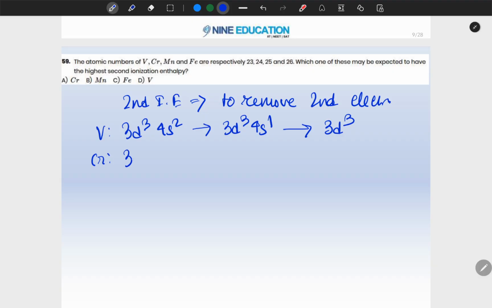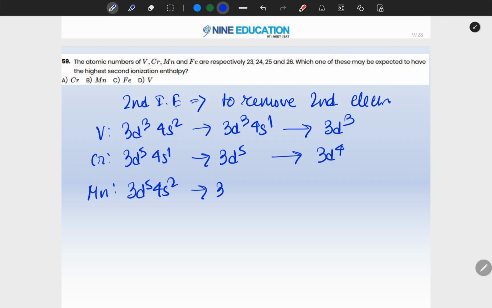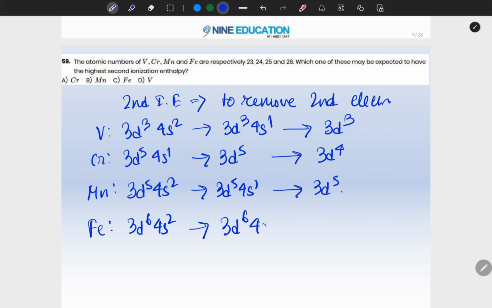In chromium, the configuration is 3d5 4s1. After removing the first electron, it will be 3d5 4s0, and after removing the second electron, it will be 3d4. In manganese, what is the electronic configuration? 3d5 4s2. After removing the first electron, it will be 3d5 4s1, and after removing the second electron, it will be 3d5 only. In iron, what is the electronic configuration? 3d6 4s2. After removing the first electron, it will be 3d6 4s1, and after removing the second electron, it will be 3d6 only.